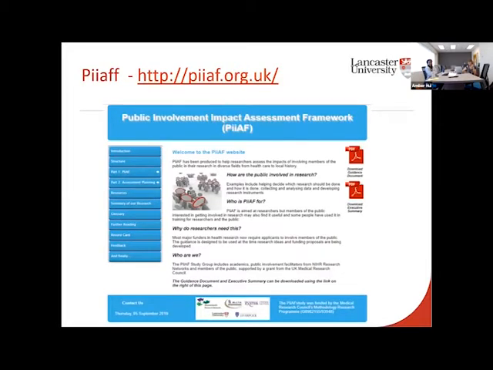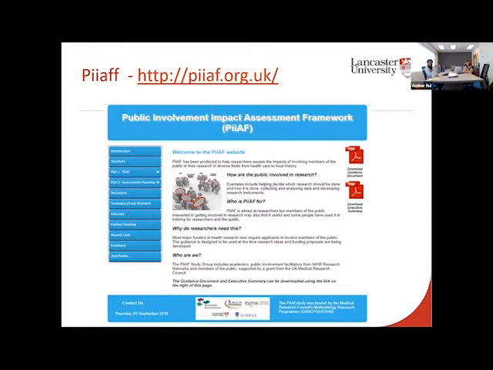Okay, so what is PiiAF? It's funded by the Medical Research Council, and they funded a piece of work which looked at, first of all, an evidence review about the values that underpin PPI in health and social care research literature. And the key thing about PiiAF is it's based on the idea that the important thing to do first is to understand why you're doing public involvement, and that actually the reasons why differ for different individuals across different projects. But that's important because it tells you how you would know if it was working, because working is defined very differently depending on the reason that you're doing it in the first place.